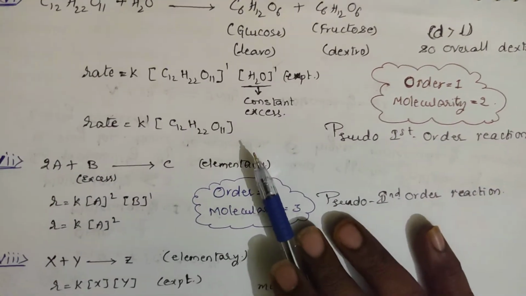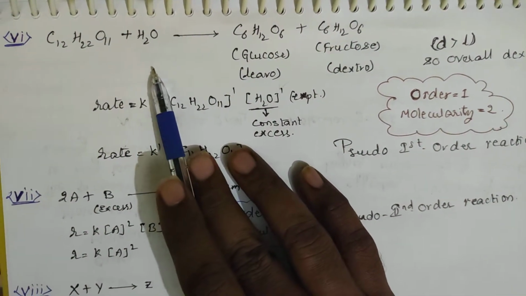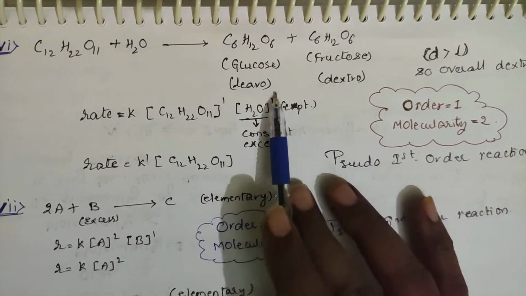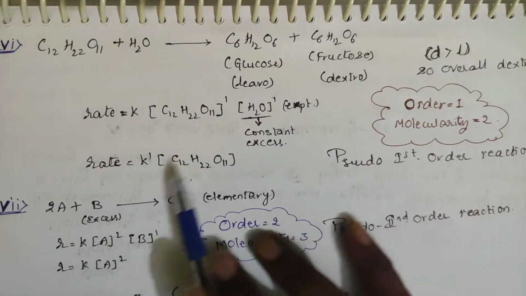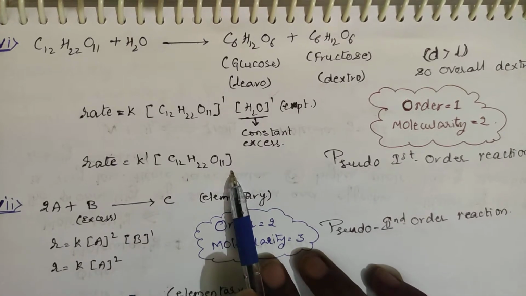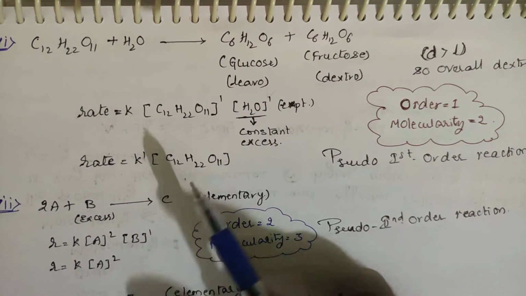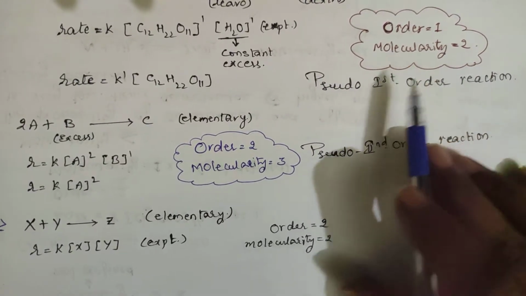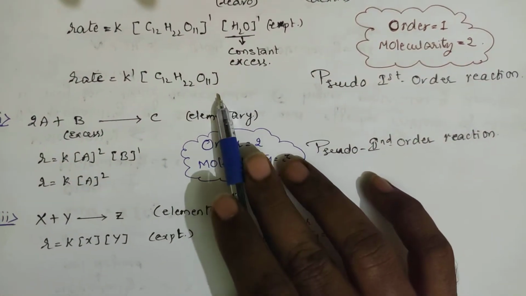So where is the sucrose reacting with water? In the solvent water itself, right? So the rate will be like this. This one will not be taken into consideration. So rate will be equal to this one. What is the order now? Order is 1. What is the molecularity? It is 2. Order will be equal to 1 and molecularity will be equal to 2. So overall the reaction is first order, right?